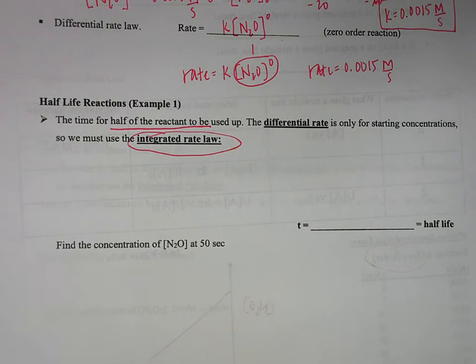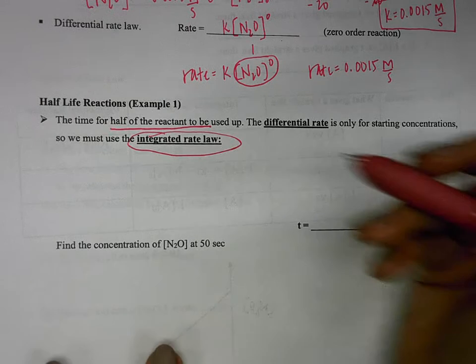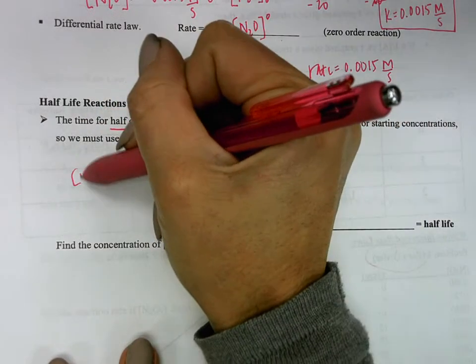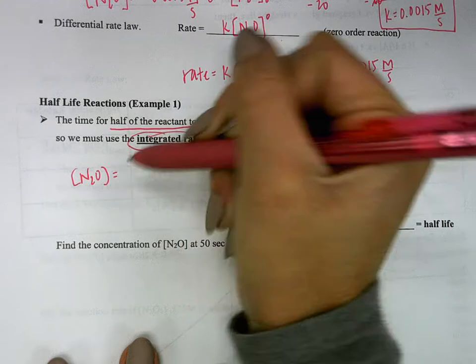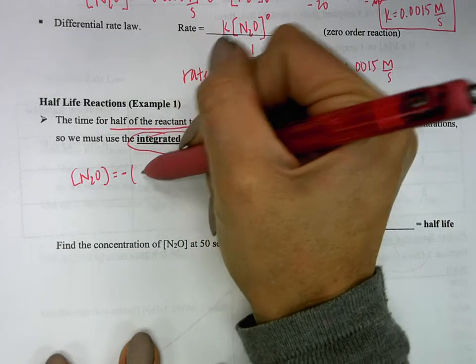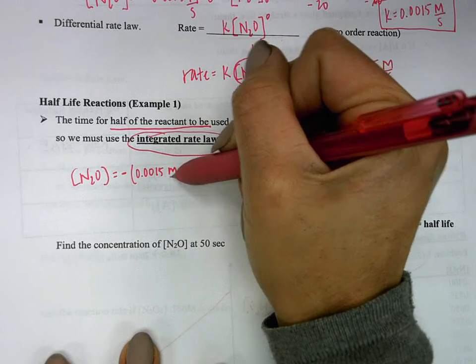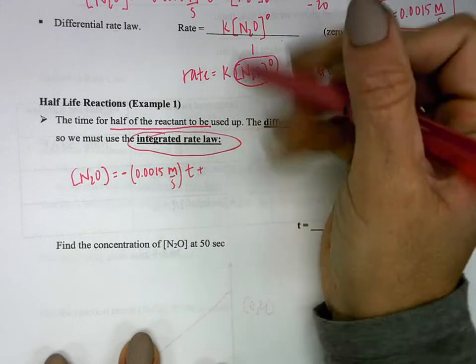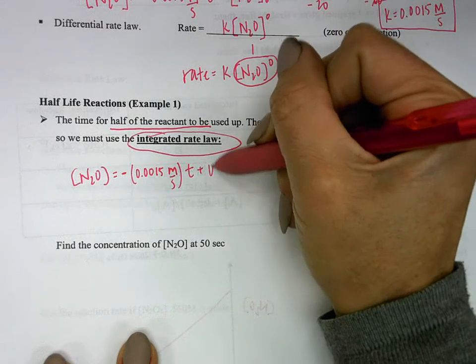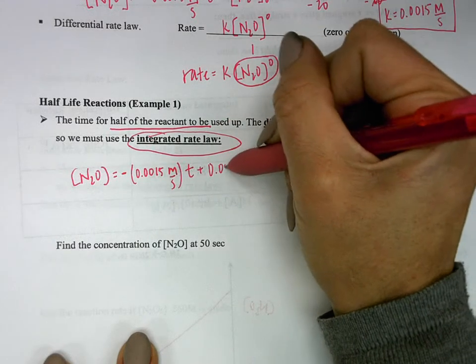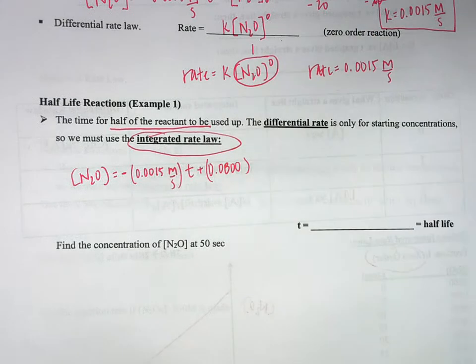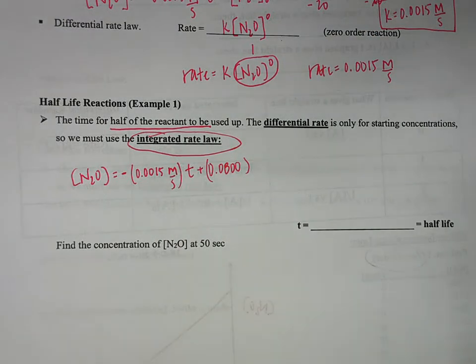Okay, so if we were trying to find our half-life time for the equation that we just had above, we're going to use the concentration of N2O equals negative 0.0015 molarity per second times our time plus that initial concentration of N2O, which is 0.0800. All right, so there's our integrated rate law that we found above.